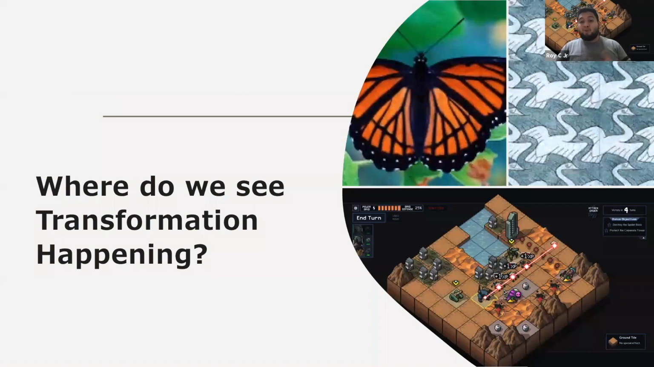So now the question is, where do we see transformations happening? Well, matter of fact, we see transformations happening in nature. We see it happening in art. We see it even in video games. And those are not the only places you'll ever see it. You actually see it all around the world, and you even do transformations in your everyday life.